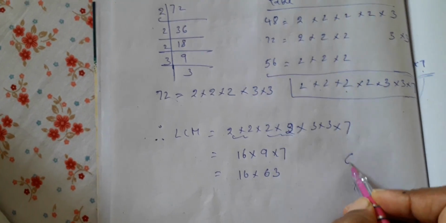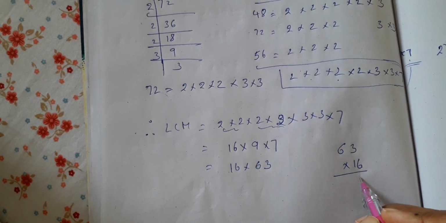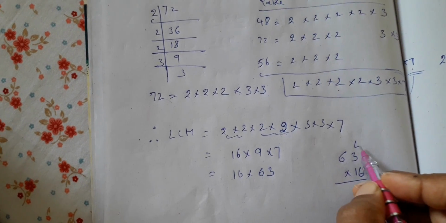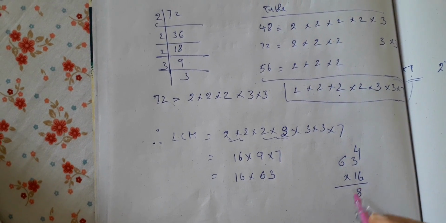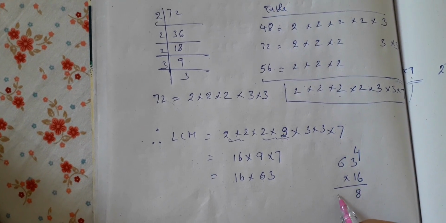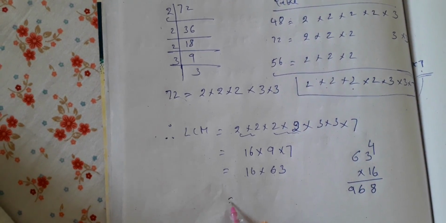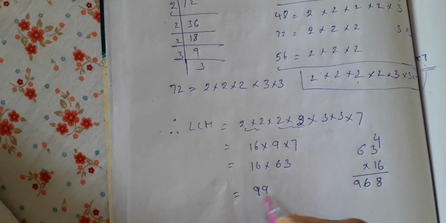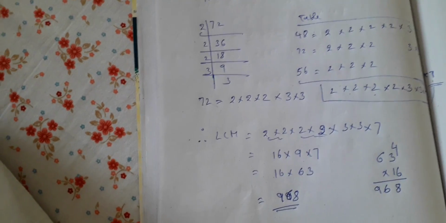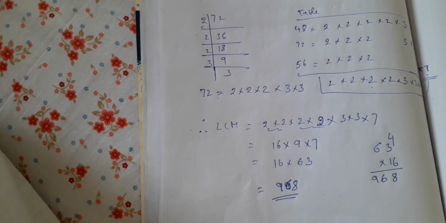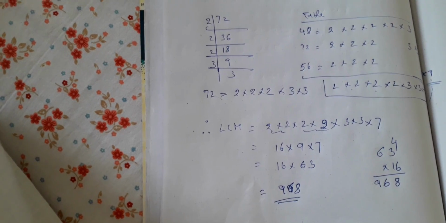So let us do the multiplication part here. 16 into 3, 48. 16 sixes are 96. So I'll write it here, 968. So therefore this is equal to 968. So this is how you have to determine LCM by using the prime factorization method.